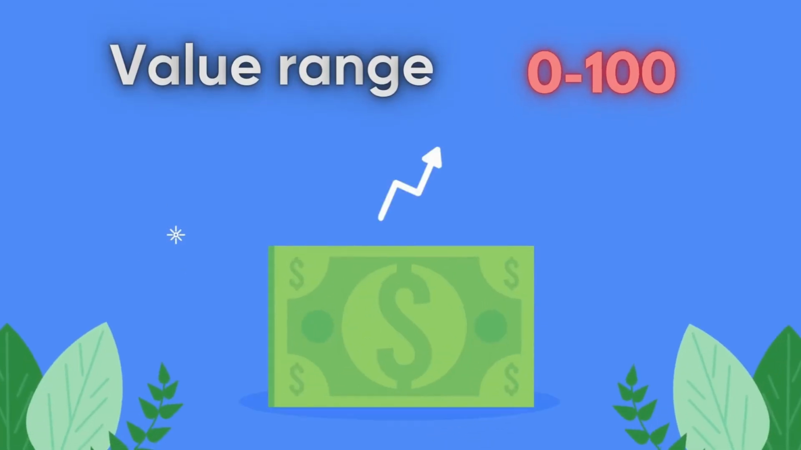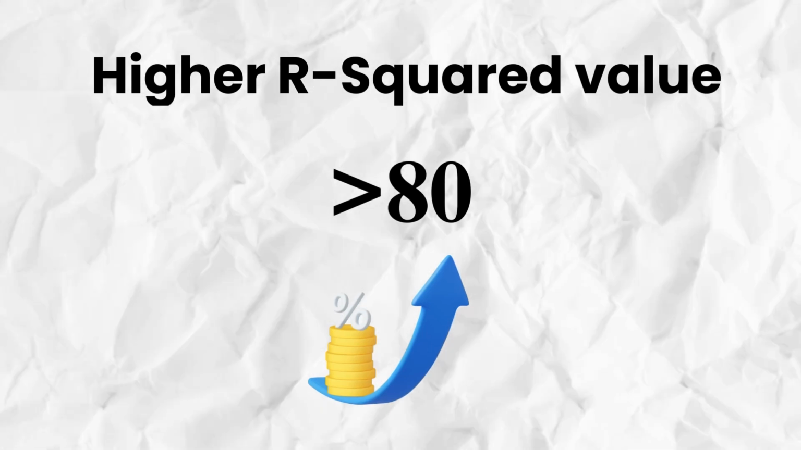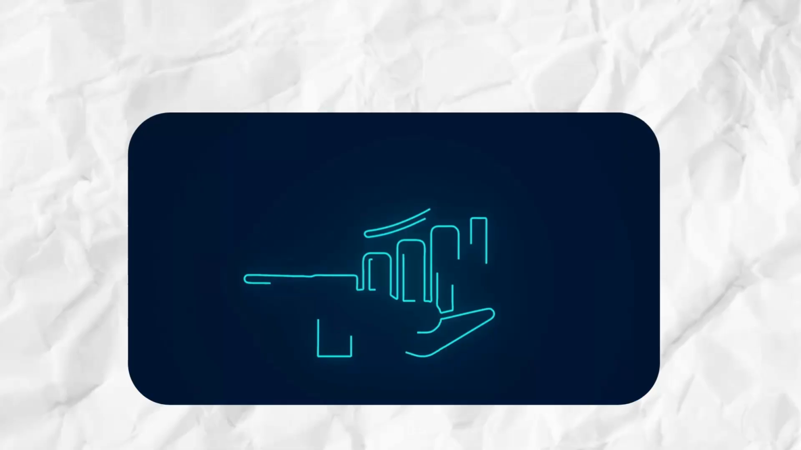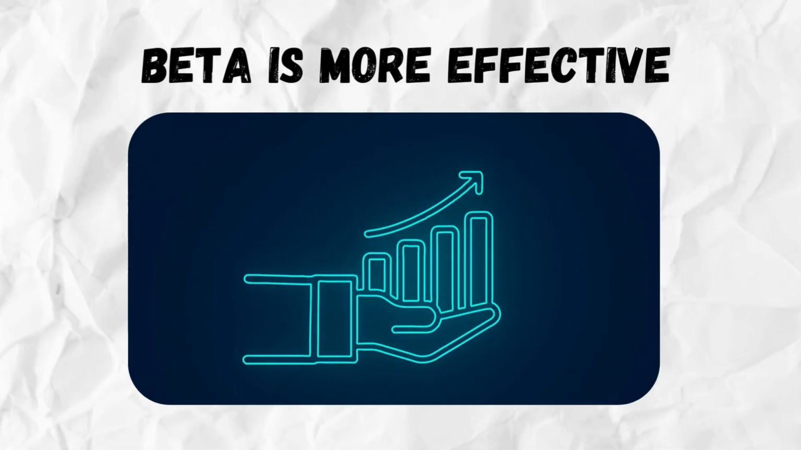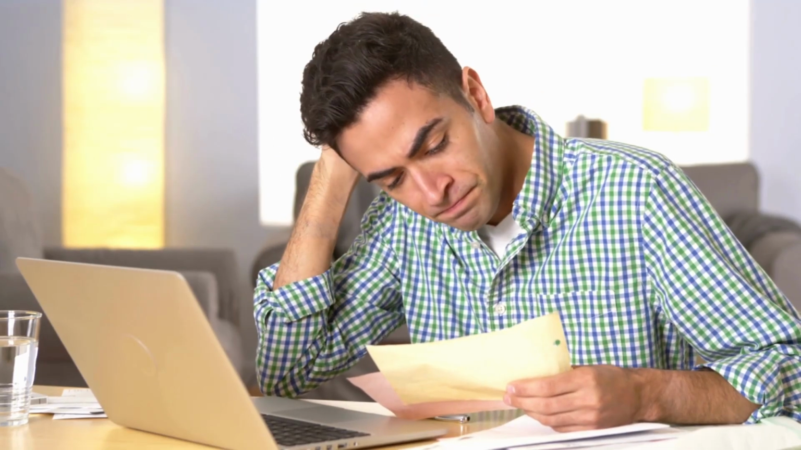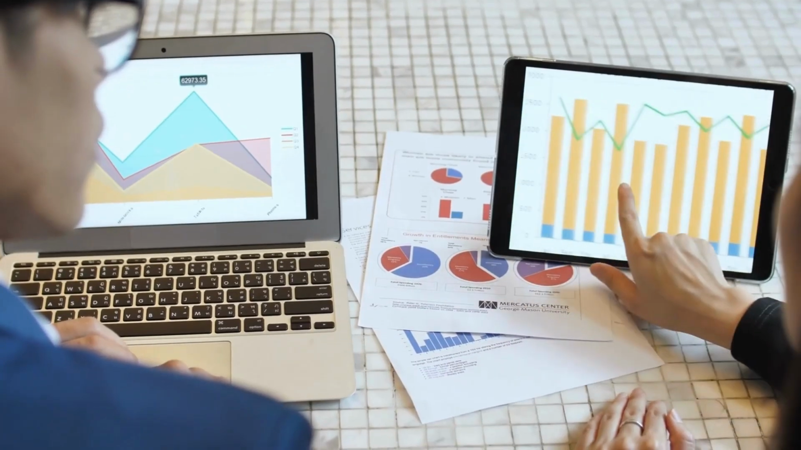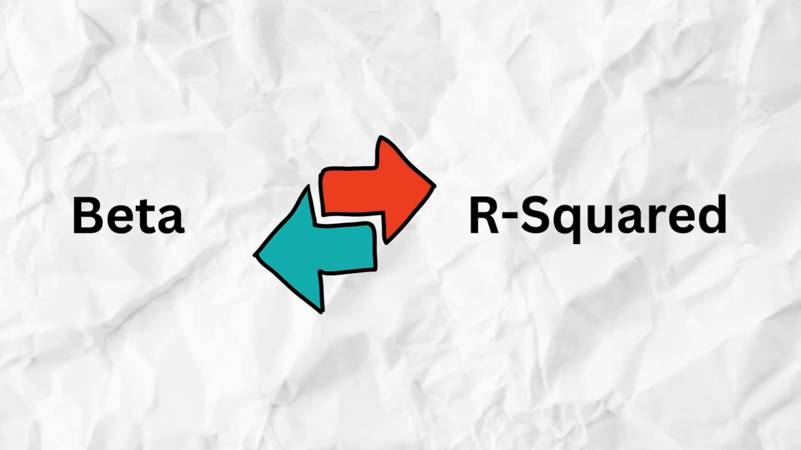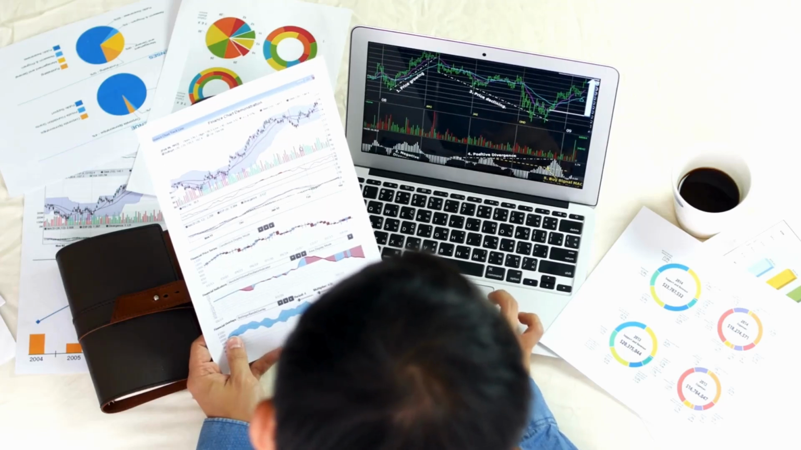The value ranges from 0 to 100. A higher R squared value, typically above 80, indicates a strong correlation between your fund and the benchmark. Remember, beta is more effective when your portfolio closely follows the benchmark. If it doesn't, relying solely on beta might not give you an accurate picture of your fund's risks. So when you are evaluating your mutual funds, check both the beta and R squared values to understand the risk and correlation with the market.